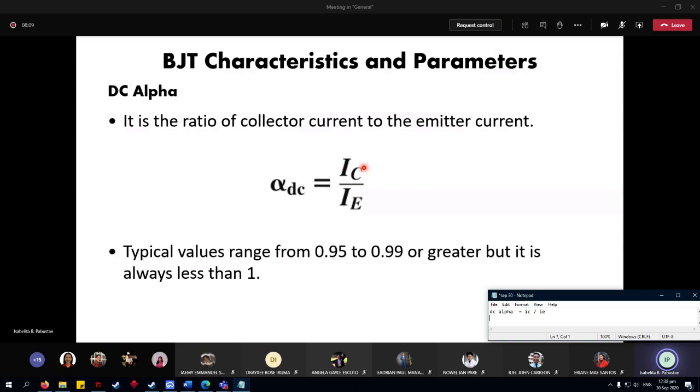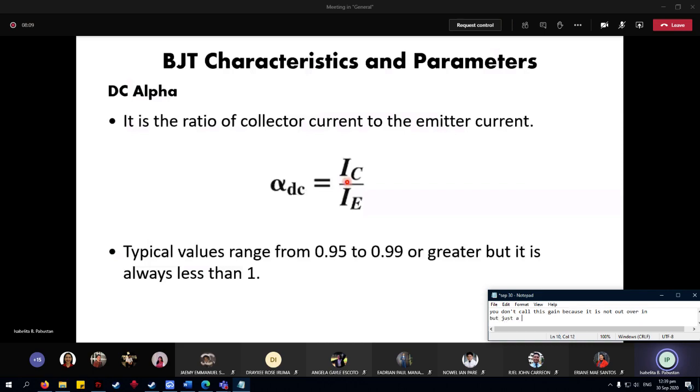So if they are approximately equal, IC being smaller means the alpha that you will be getting is something less than 1. Okay? So the typical value of alpha is this. You do not call this a gain, because this is not output over input. This is just a parameter that is the ratio of collector current and emitter current.